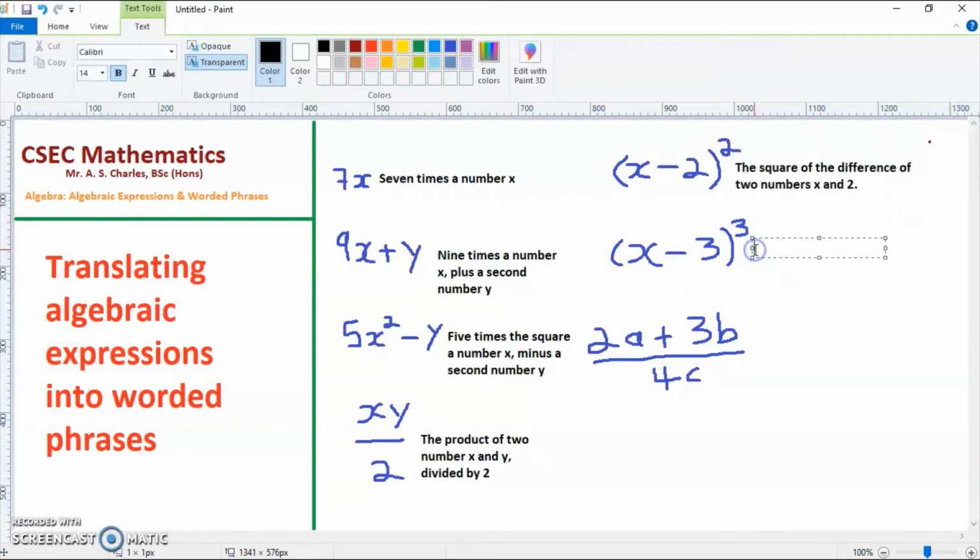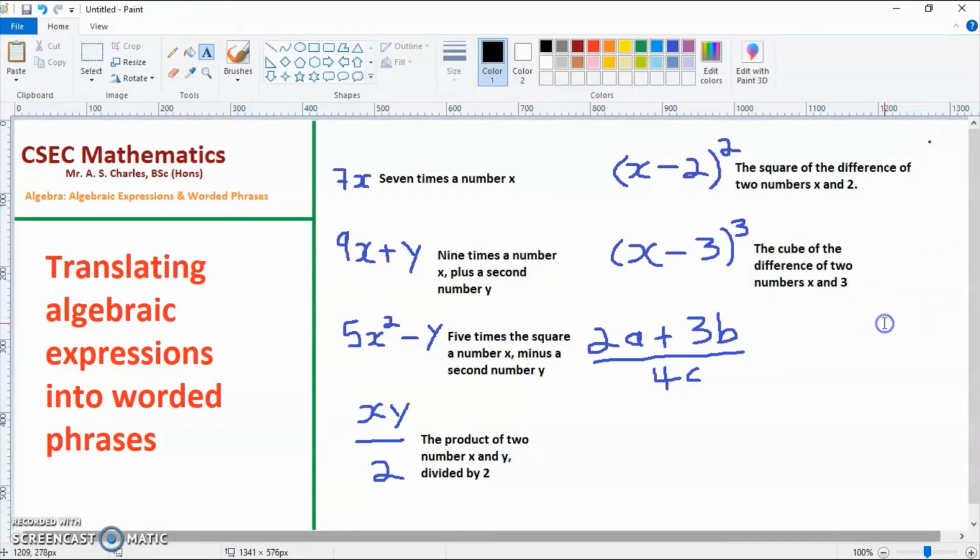For number 5, we have a cubed power, so it's the cube of the difference this time, the cube of the difference of two numbers x and 3. For the final question, we have a numerator and a denominator.